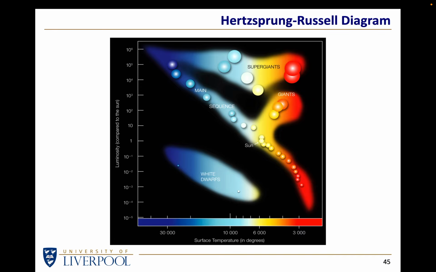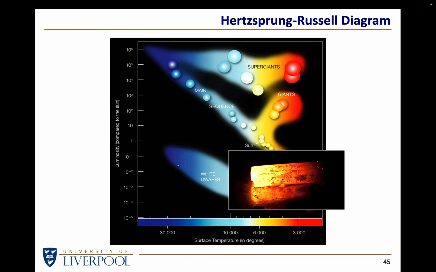We can always represent stars if we wish on a Hertzsprung-Russell diagram, and on the horizontal scale here, we have a temperature scale. Due to historical reasons, cold is on the right and hot is on the left, so it's sort of 3,000 down here and 30,000 up here.